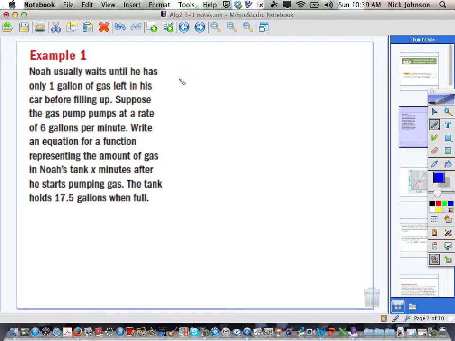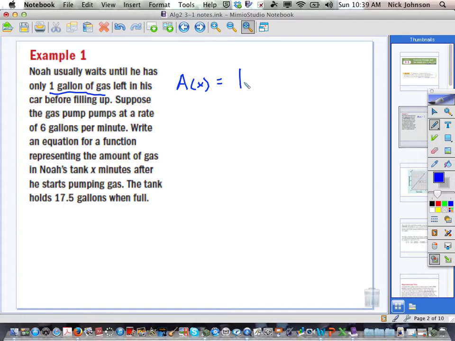So I'm going to call this amount A. That's my function. The amount in terms of x, so I write A of x. This is function notation, remember. A of x equals, how many gallons of gas does he have? Well, it says he usually waits until he has 1 gallon of gas. So he has 1 gallon of gas in his tank. He's never completely empty, because if he was completely empty, he wouldn't get to the gas station.